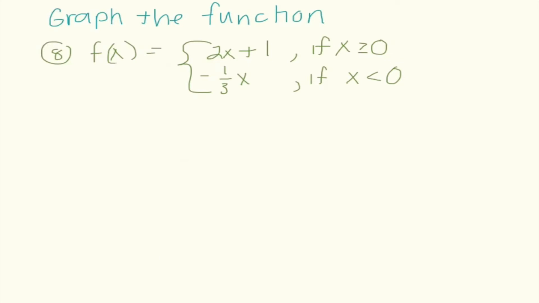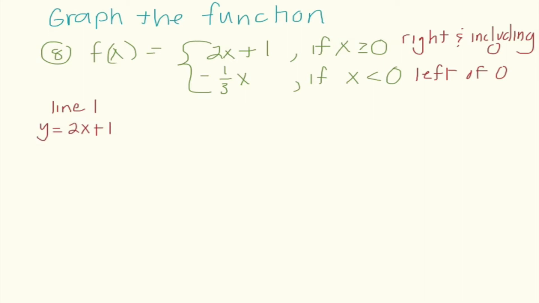Okay, so on this particular problem, we are going to go ahead and deal with this piecewise function. So, first thing is I'm going to figure out what direction each of these two parts of the piecewise function are heading. So I know that this first line is to the right and including 0 because of this inequality symbol. I know this second portion is to the left of 0 because of this inequality symbol. So now I'm just going to look at this first line. So I'm going to say line 1, and that is f of x, or y, equals 2x plus 1.